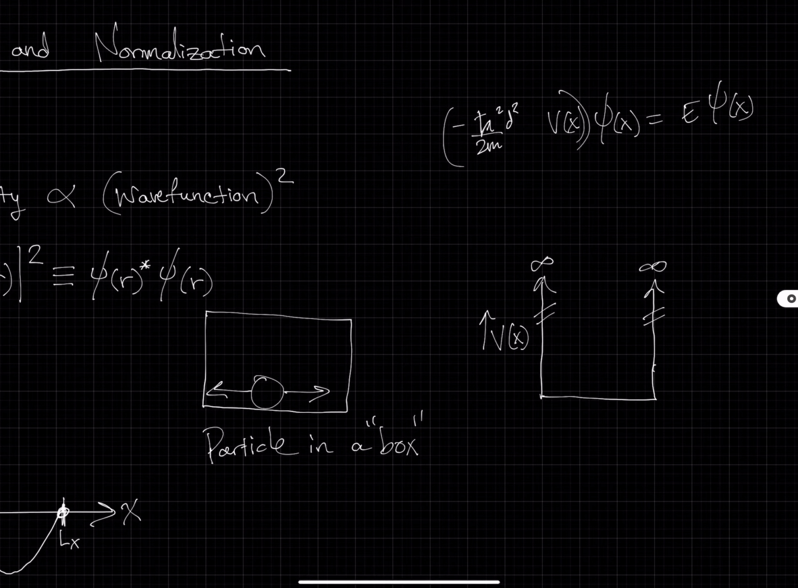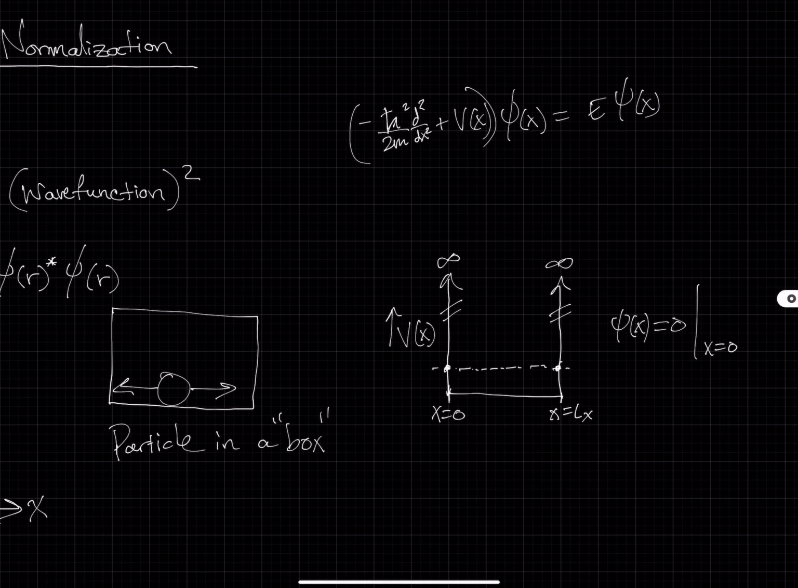This is d squared dx squared plus. So this V of x here is this potential landscape, where I'm defining this as x equals 0 and x equals Lx, right? And any particular state along this well is going to be constrained by the two walls, such that the wave function psi of x is going to equal 0 when x is equal to 0 and when x is equal to Lx.